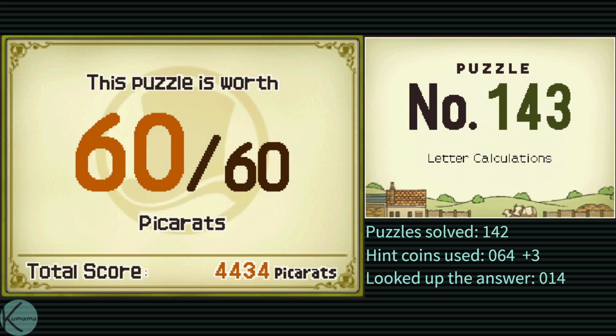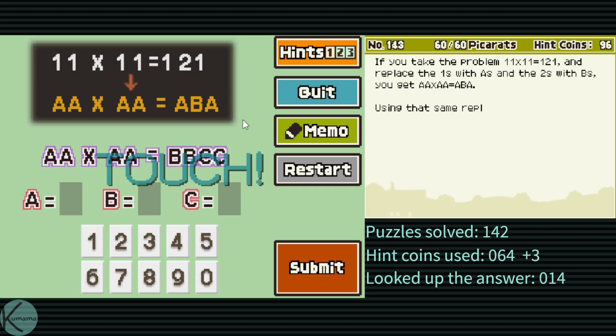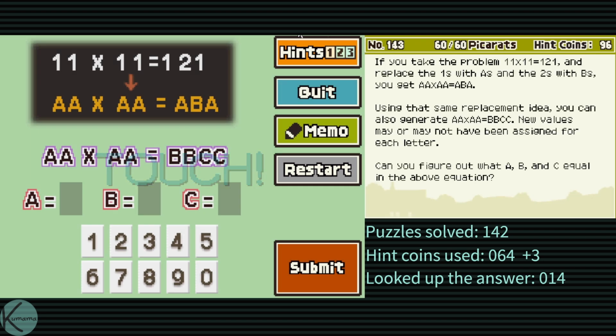Number 143, letter calculations. Ignore any purring, that's the cat on my lap. If you take the problem 11 times 11 equals 121 and replace the ones with As and the twos with Bs, you get AA times AA equals ABA. Using that same replacement idea, you can also generate AA times AA equals BBCC. New values may or may not have been assigned for each letter. Can you figure out what A, B, and C equal in the above equation?